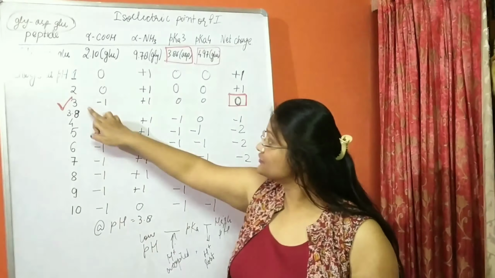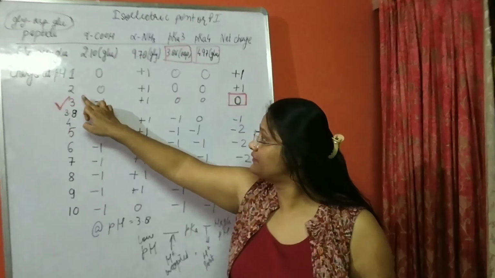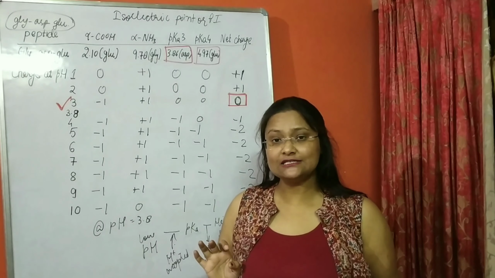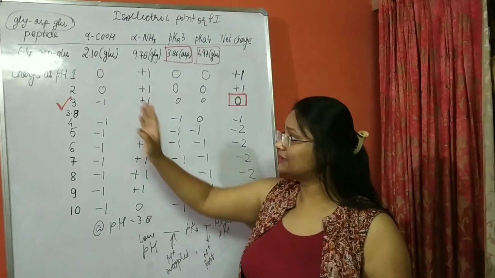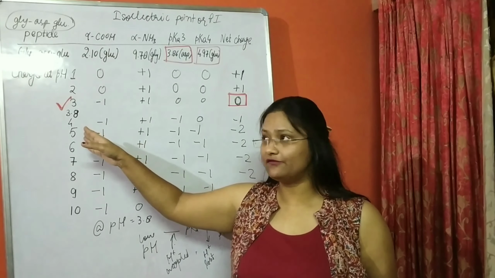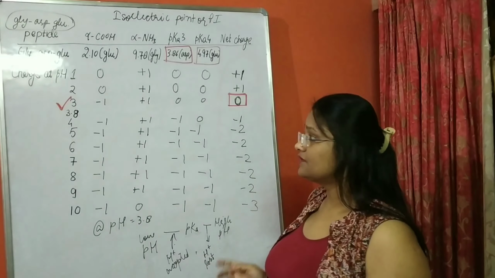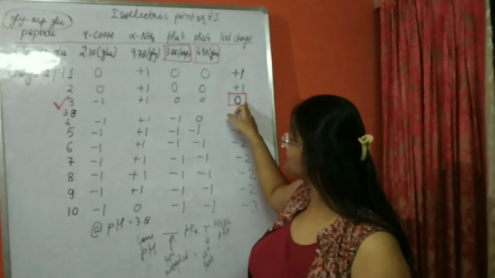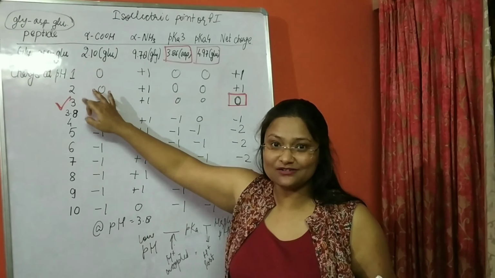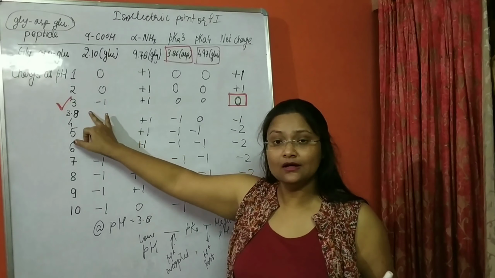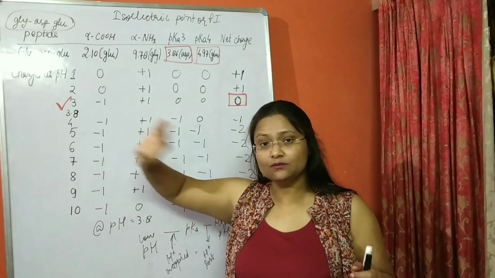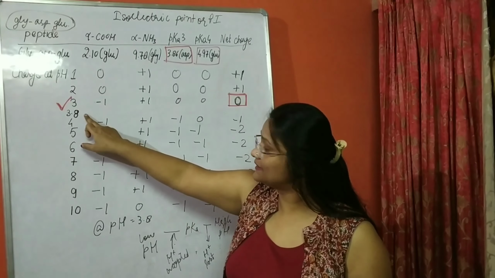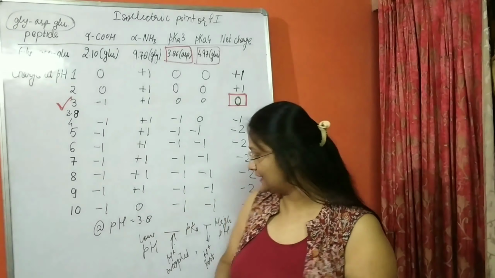But there are so many other pH between 3 and 4 where the approximate charge can be 0, like 3.1, 3.2, 3.4, 3.5. So we need to consider those pH also. We know that at 3 it's 0, but in between there are many others. So we will find the closest and approximate value. Now we will consider pH 3.8.